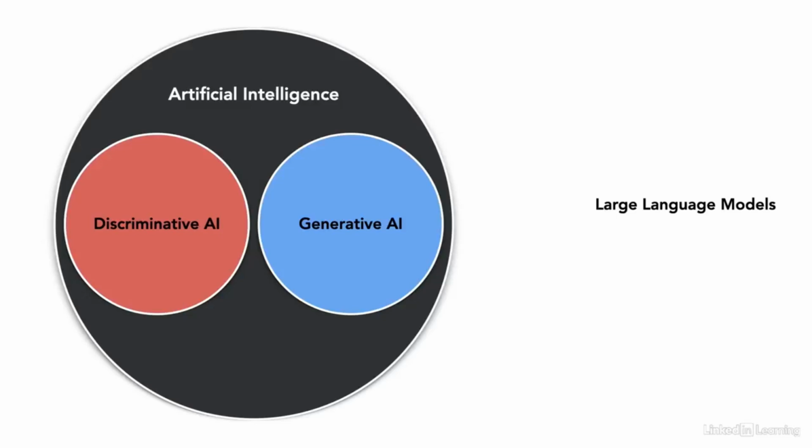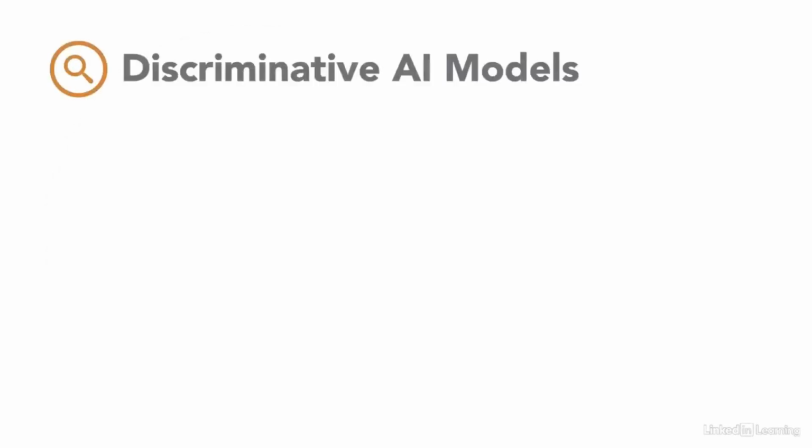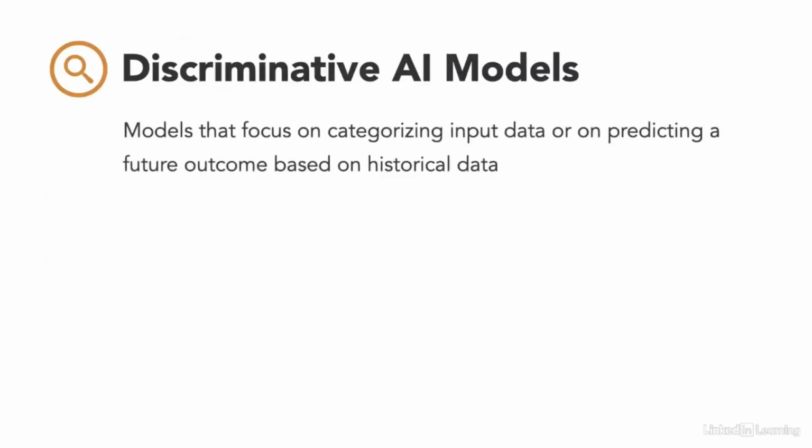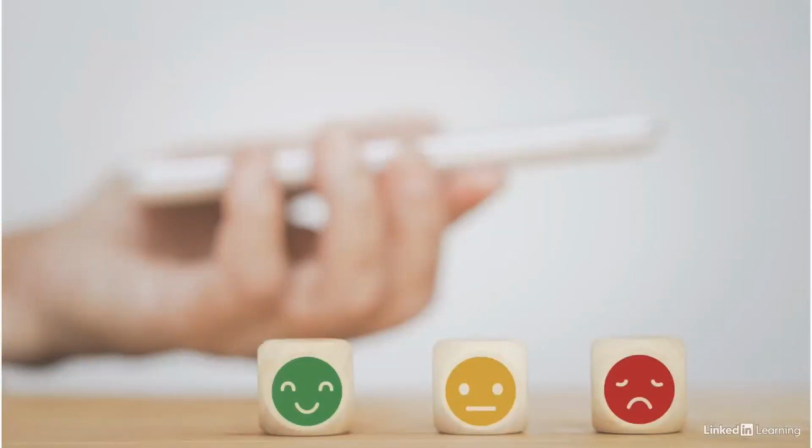To illustrate the difference between these two approaches, let's compare them in the context of text analytics or natural language processing. Discriminative AI models are models that focus on categorizing input data or on predicting a future outcome based on historical data. When provided with the text of customer reviews of a local restaurant, a discriminative model can correctly label each review as either satisfied, unsatisfied, or neutral.